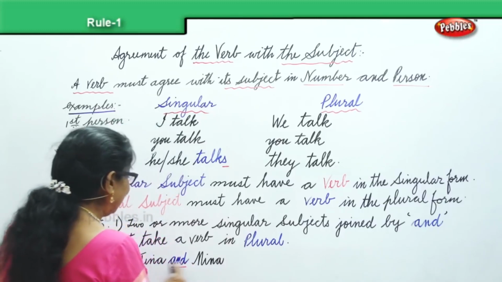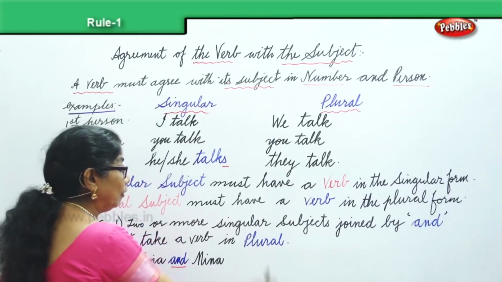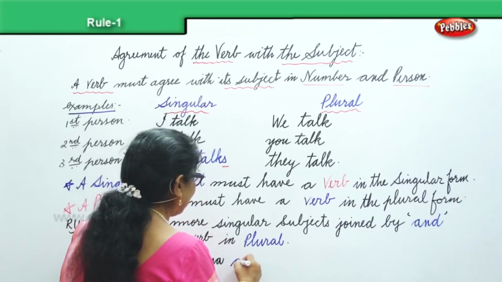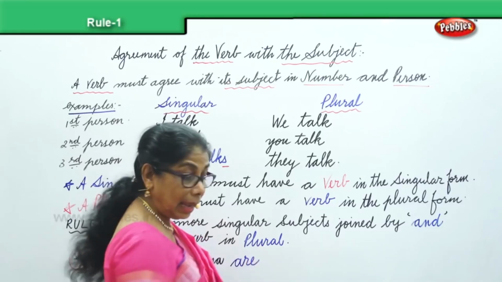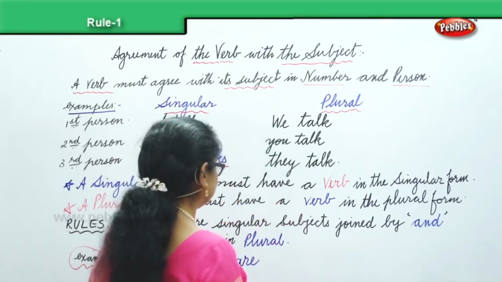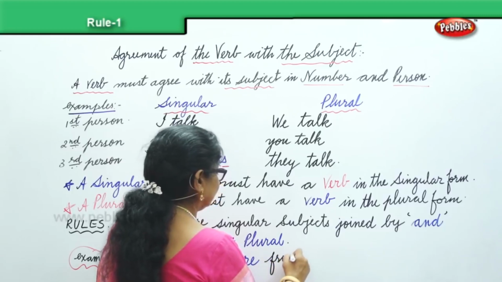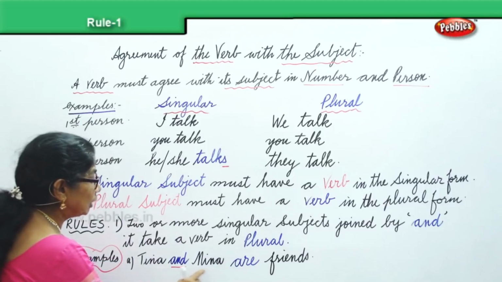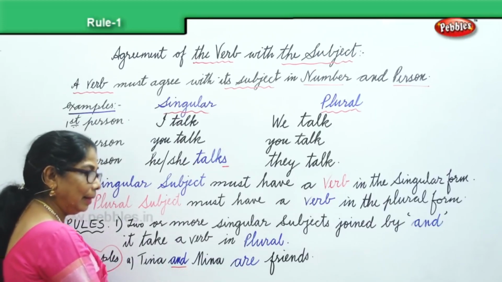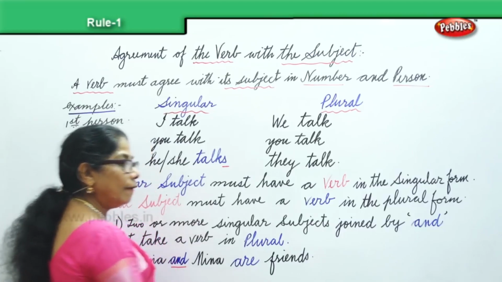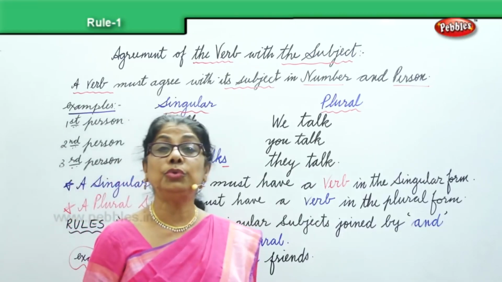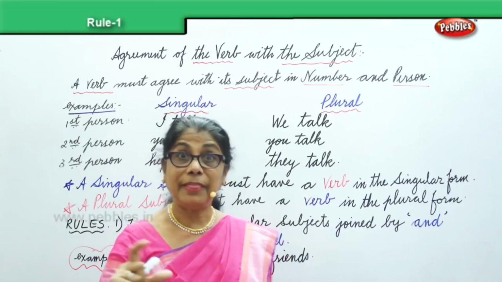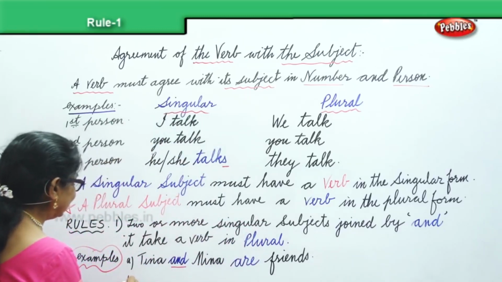Then what happened? Tina and Meena are, you take a plural form. You take a plural form, that is Tina and Meena are. Tina and Meena are friends. The first rule is, when two or more singular subjects are joined by and, then it takes a plural form of verb. You do not say Tina and Meena is friends. Are. The verb changes.